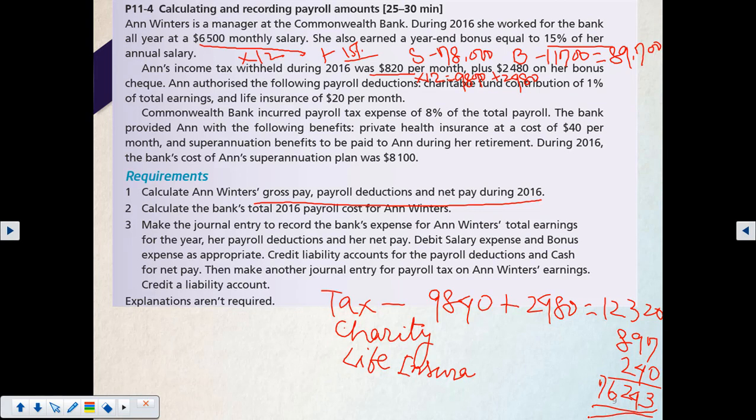Now we need to calculate the bank's total 2016 payroll cost for an employee. So what is the difference between gross pay and net pay, this part and the next part? Okay, what is the difference? Anyone?